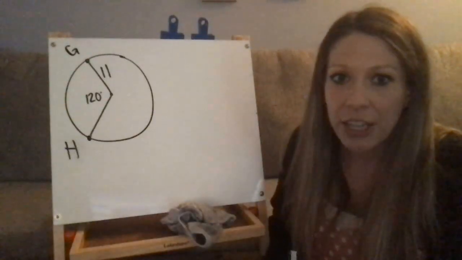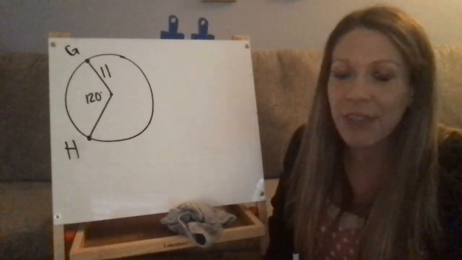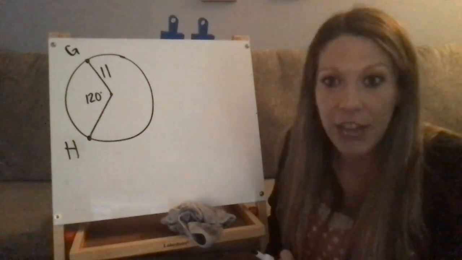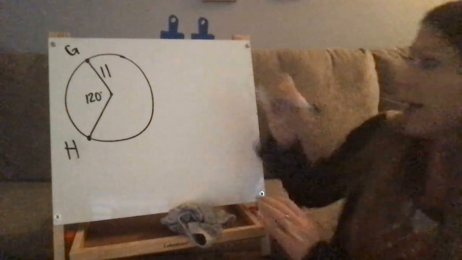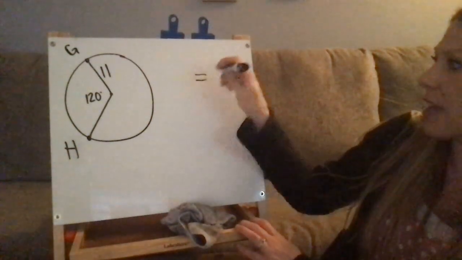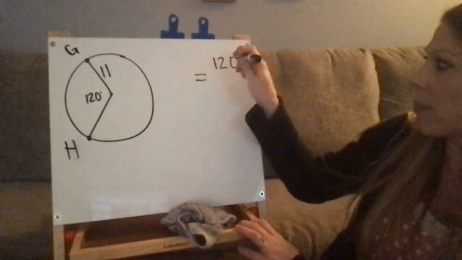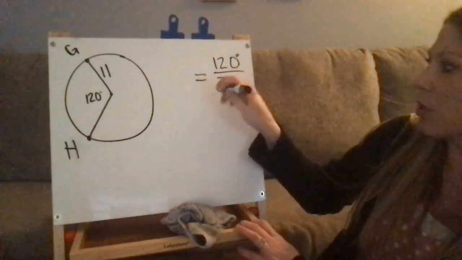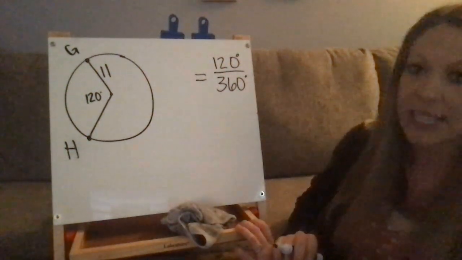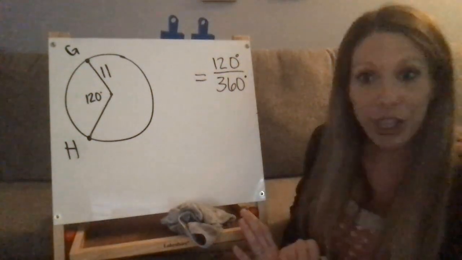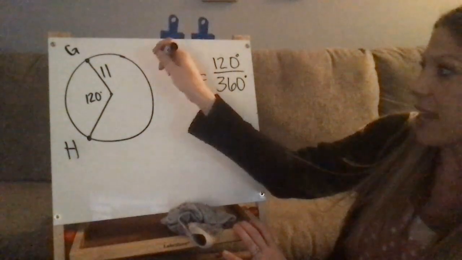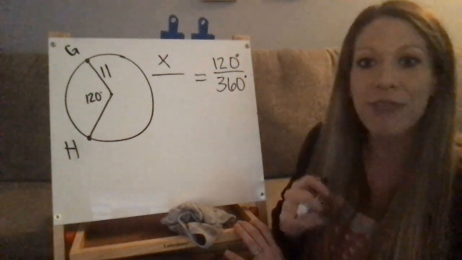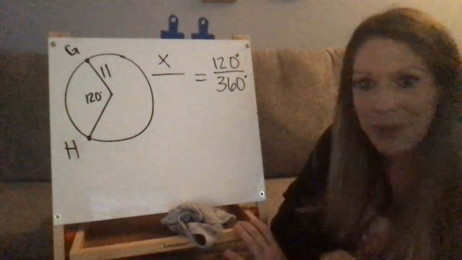Same slide, third example, let's find the distance from G to H. We know the measure from G to H is 120 degrees. So when we set up our proportion, the part of the circle we're looking for is 120 degrees out of the whole circle, which is 360 degrees. We're looking for the length of part of the circle. We can find the length all the way around the circle.